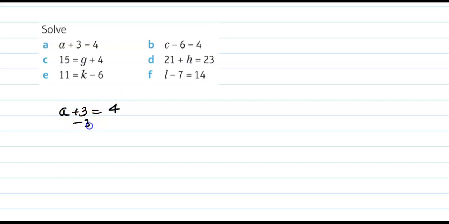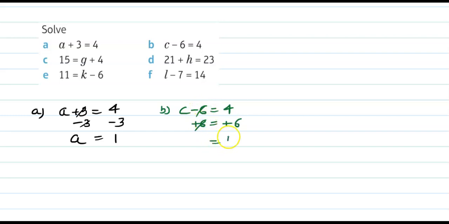So you can do minus 3 both sides. So this is cancelled. And 4 take away 3 is 1. So we got a equal to 1. Let's solve b part. B is c minus 6 equal to 4. So what you need to do, you do plus 6 both sides. This will be cancelled. 4 plus 6 is 10. So c we got 10.